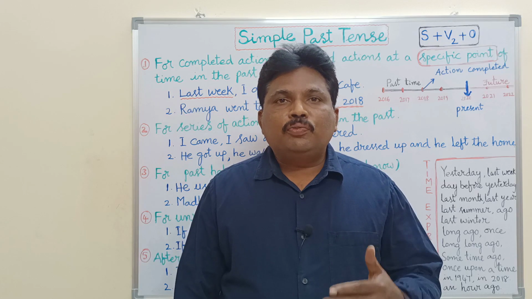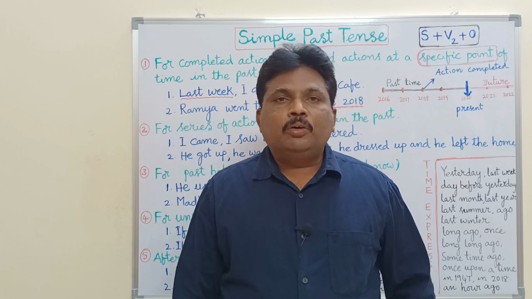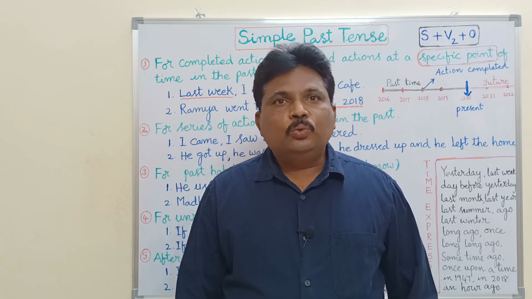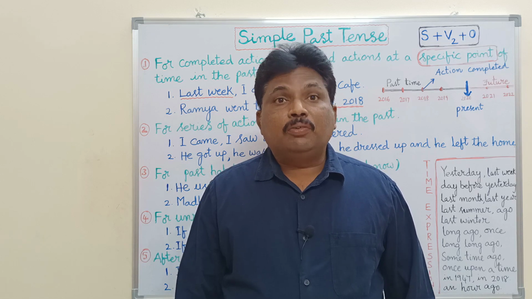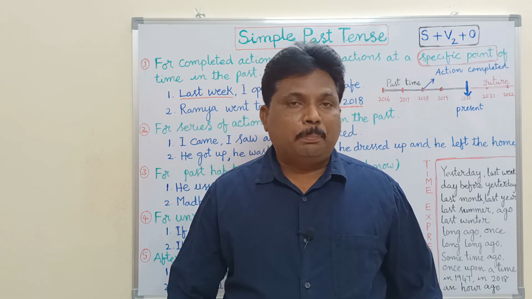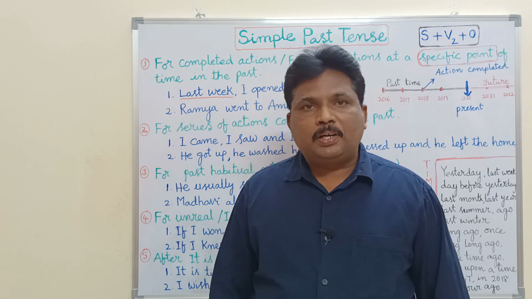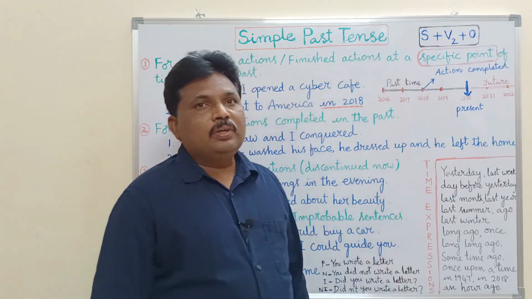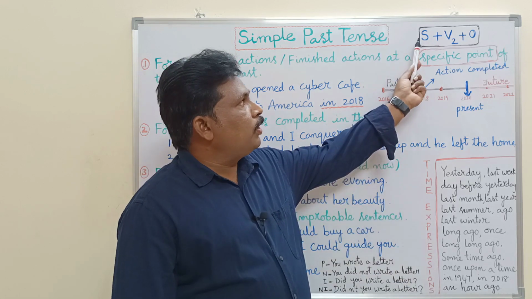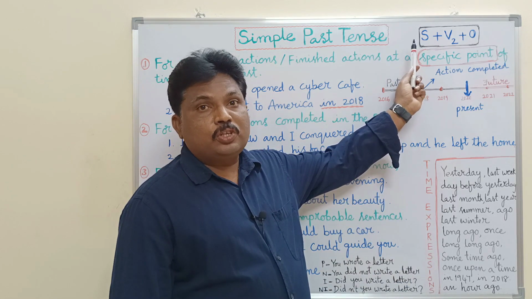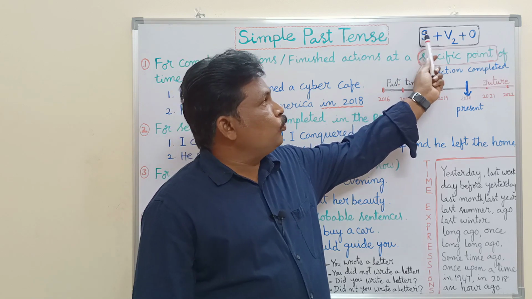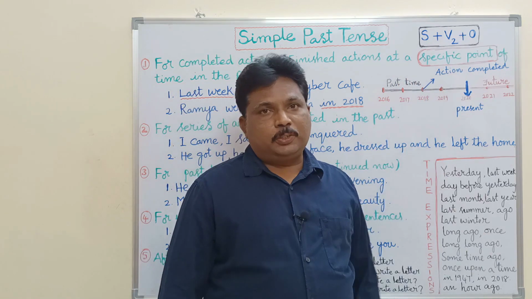Okay, so far we have completed four tenses of present tense. Now we are going to see the first tense in the past, that is simple past tense. Okay, what is the form of the verb of simple past tense? The form of the verb or the structure of simple past tense is subject plus V2 plus object.